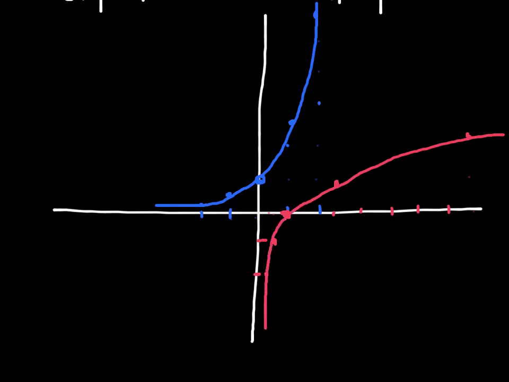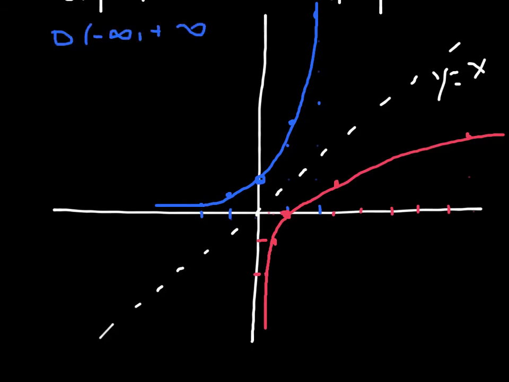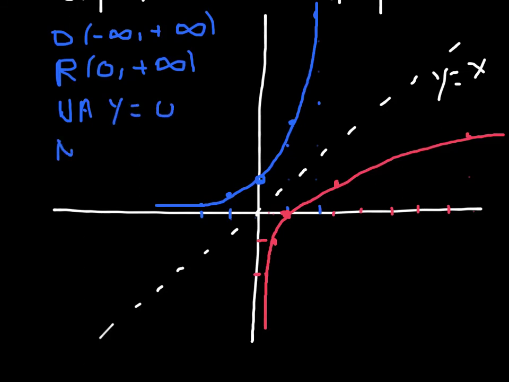Now for each function you can tell that these are reflections with respect to each other with respect to y equal to x. For each function we're going to find the domain, negative infinity to positive infinity. The range here is going to be 0 to infinity. Here we have a horizontal asymptote at y equal to 0. We have no x-intercept, but we do have a y-intercept at 0, 1.